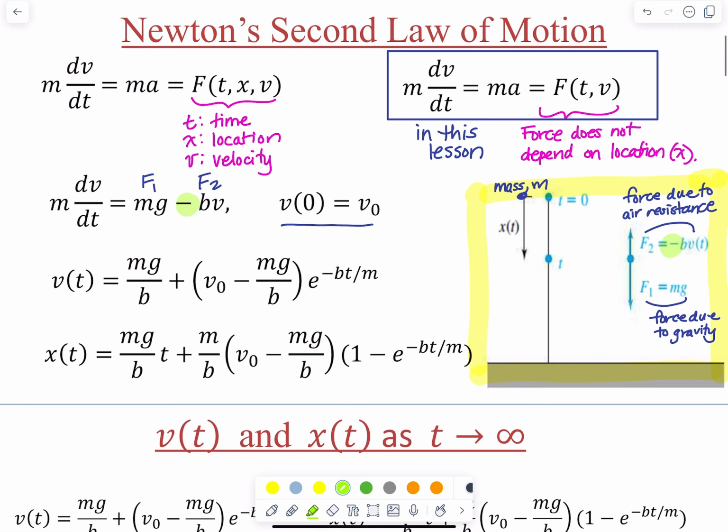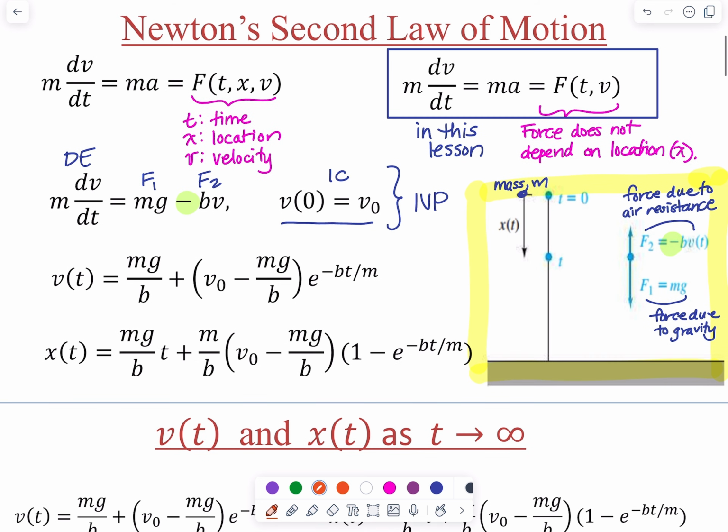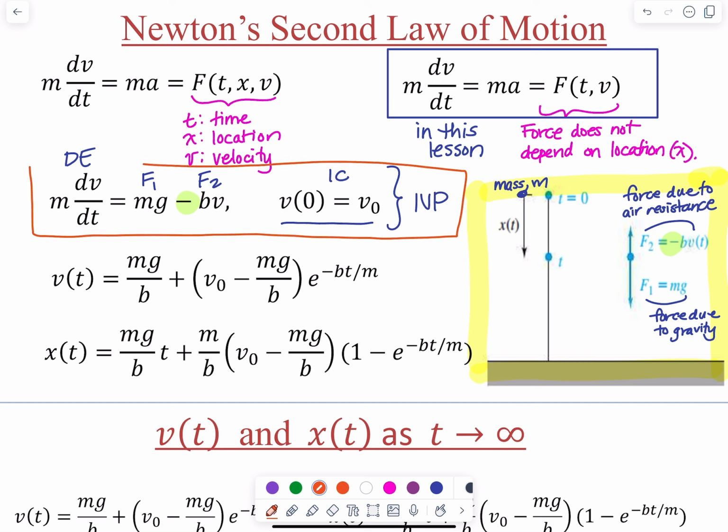Okay, so now as you can see, we have an initial condition and we have a differential equation. So we now have an IVP. And let me go ahead and square that off.